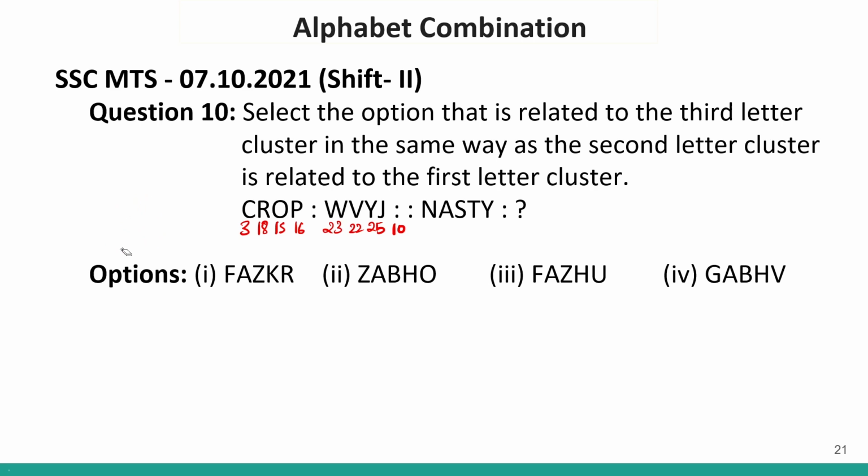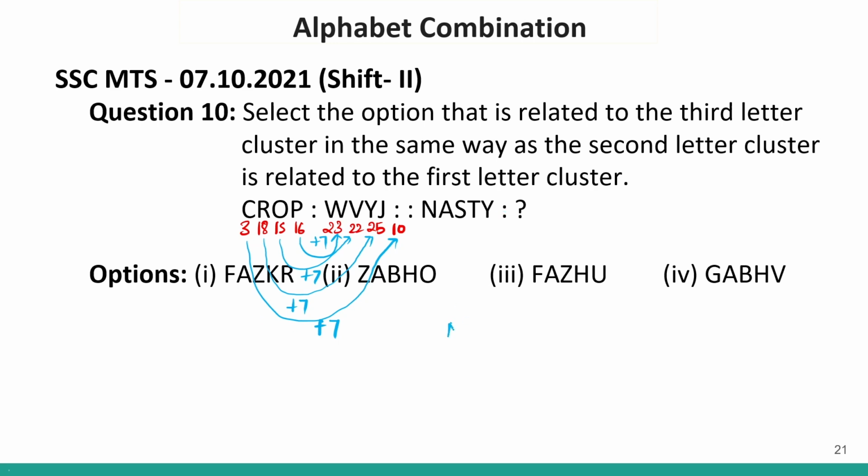Now, if I see the relationship between 3 and 10, this is plus 7, right? Similarly, 18 to 25 will also be plus 7. 15 to 22 will also be plus 7. And similarly, 16 to 23 is also plus 7. Correct? 16 to 23 is plus 7. 15 to 22 is plus 7. 18 to 25 is plus 7. And 3 to 10 is plus 7.